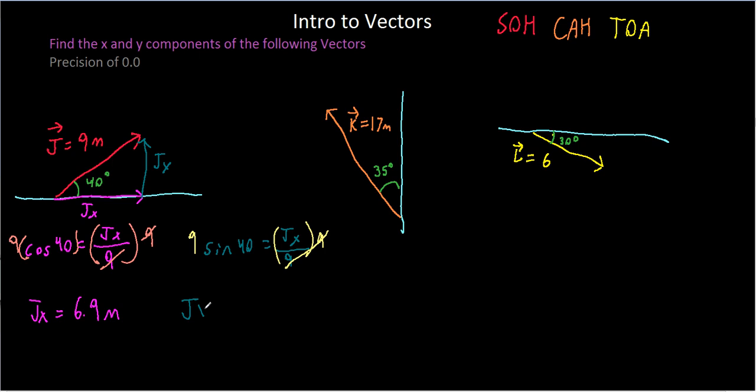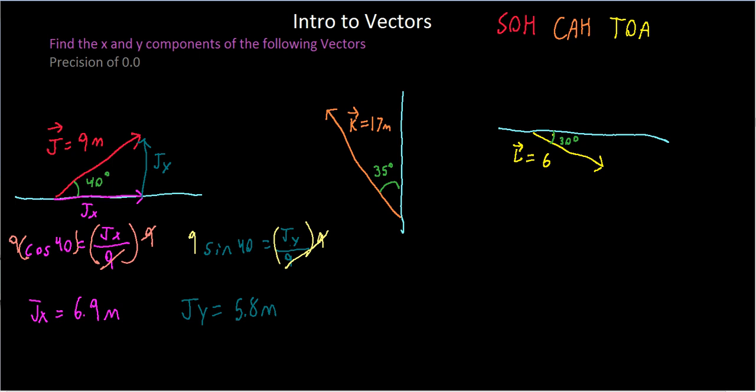And we get about 5.8. So j of y, not the x component, the y component, is 5.8. And I'm sorry if I said this was the x component. It is the y component. And if you're confused, you just look which way it's going. What's going up? So it's the y component.